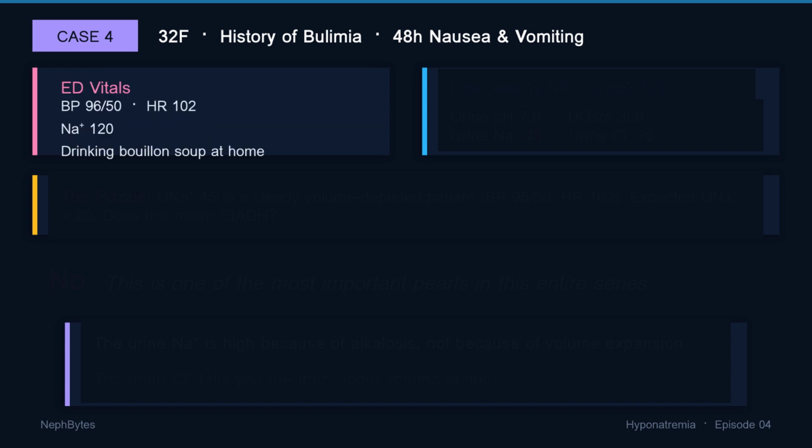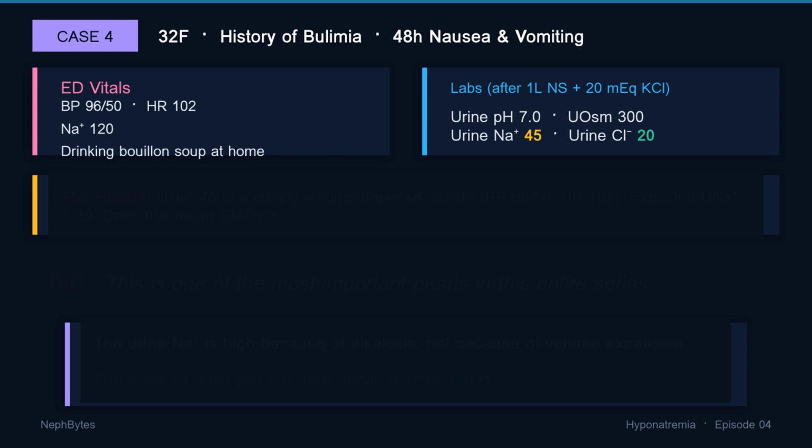In the emergency department, blood pressure 96/50, heart rate 102. Sodium is 120. She gets a liter of normal saline with 20 milliequivalents of potassium chloride. Afterward, urine studies come back. pH 7, urine osmolality 300, urine sodium 45, urine chloride 20.